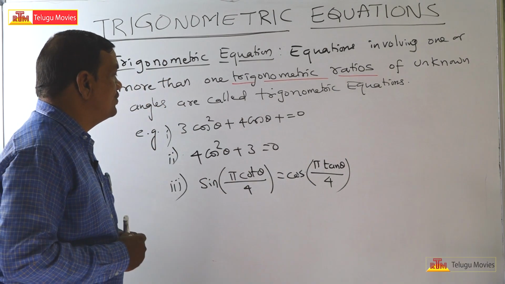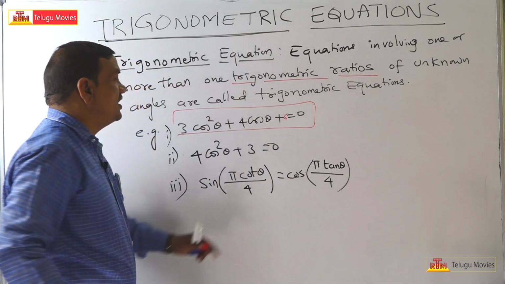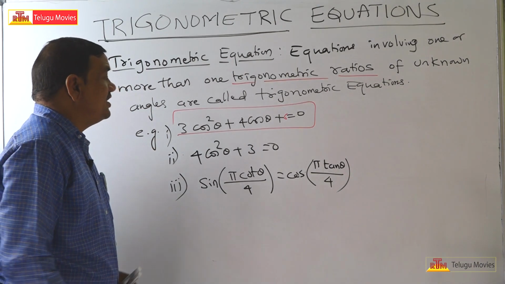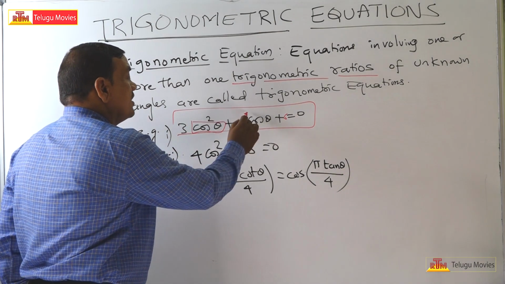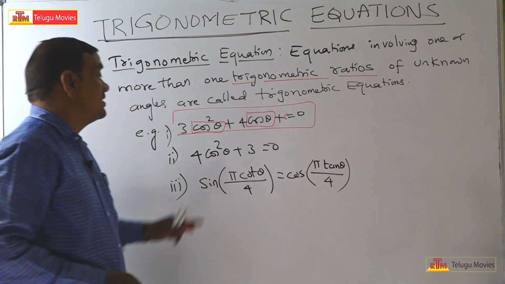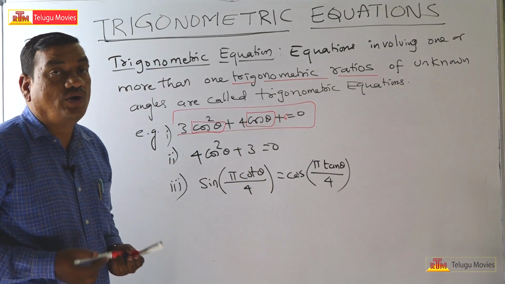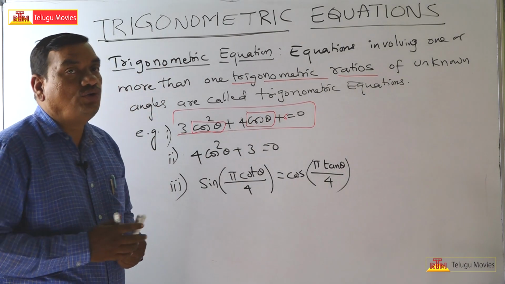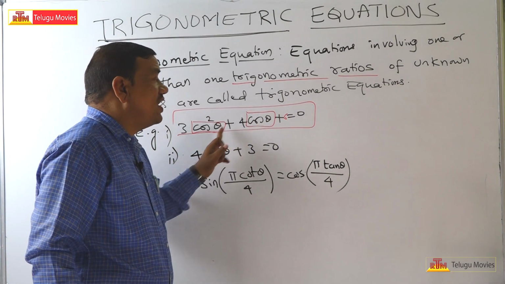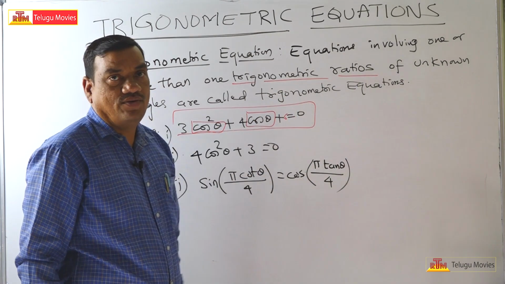For example, if you see this equation, it is equal to 0. In the equation, we have the trigonometric ratio cos theta with unknown angles. Unknown angle means here theta is not a known angle. You have to find the theta value such that after substituting it here, the equation will be satisfied.